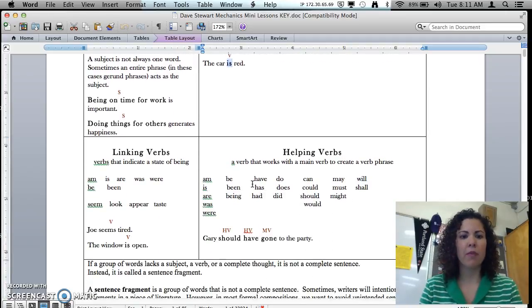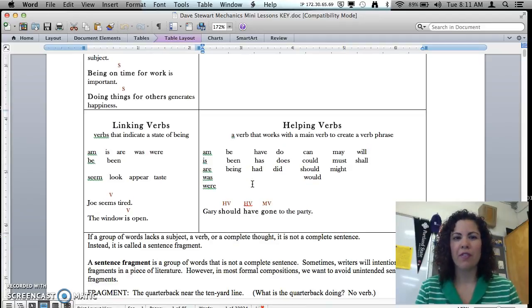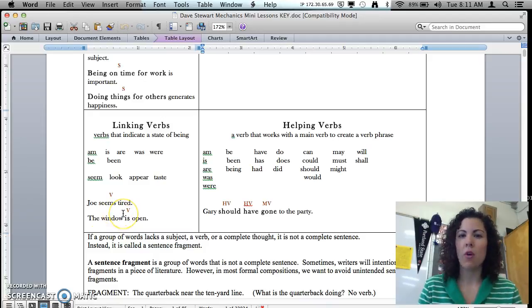If you look down here at the bottom, they show all of those different types of verbs. So linking verbs are verbs that indicate a state of being, and these are ones that we use quite a bit. Am, is, are, was, were, be, been, seem, look, appear, taste. Joe seems tired. The window is open. All of those are verbs because they indicate the state of being.